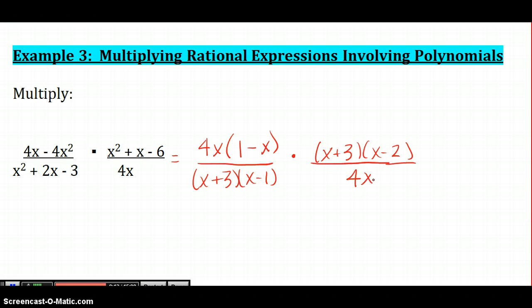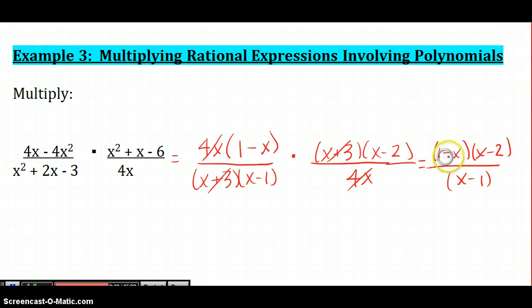So now you can cancel out all the things in common. So this 4x goes away, this x plus 3, this x plus 3. And you have left this 1 minus x and x minus 1. And they look similar, like you can cancel them out. But you can't quite just yet. I'm going to show you a little trick. If you multiply, what you have left on the top is 1 minus x and this x minus 2. And on the bottom, you just have this x minus 1.